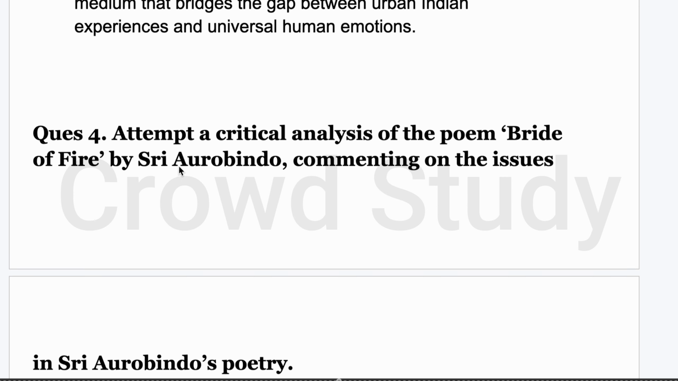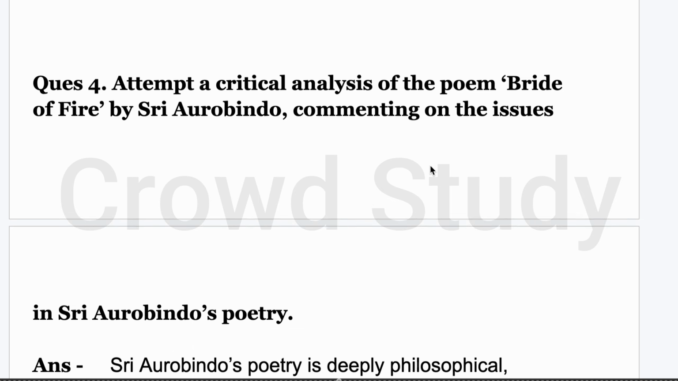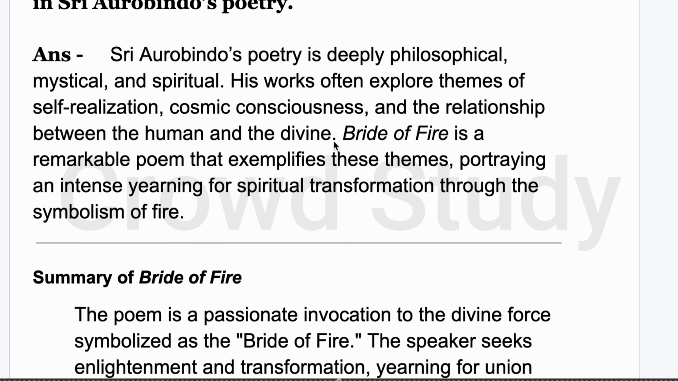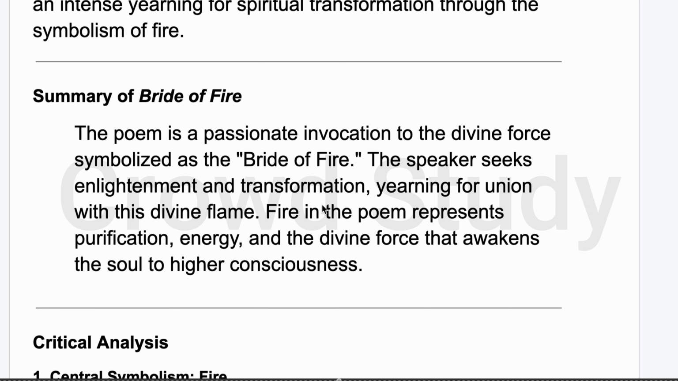Number 4 here is an attempt at a critical analysis of the poem Bride of Fire by Sri Aurobindo, commenting on the issues in Sri Aurobindo's poetry. Sri Aurobindo's poetry is deeply philosophical, mystical, and spiritual. His work often explored themes of self-realization, cosmic consciousness, and the relationship between the human and the divine. Bride of Fire is a remarkable poem that exemplifies these themes, portraying an intense yearning for spiritual transformation through the symbolism of fire.